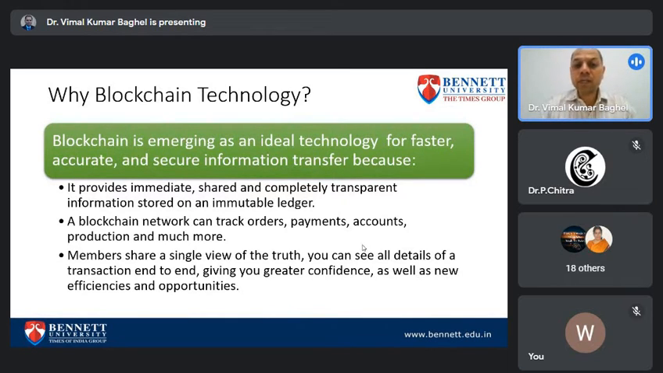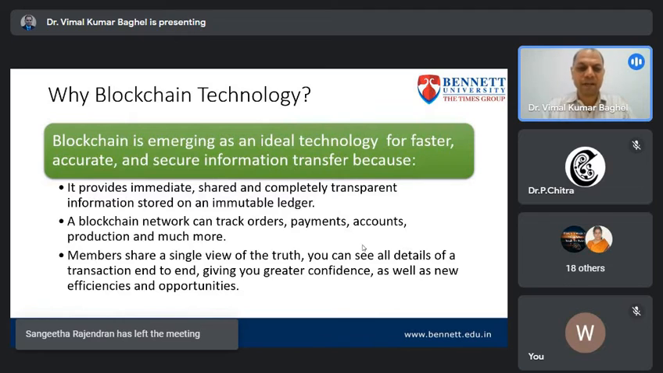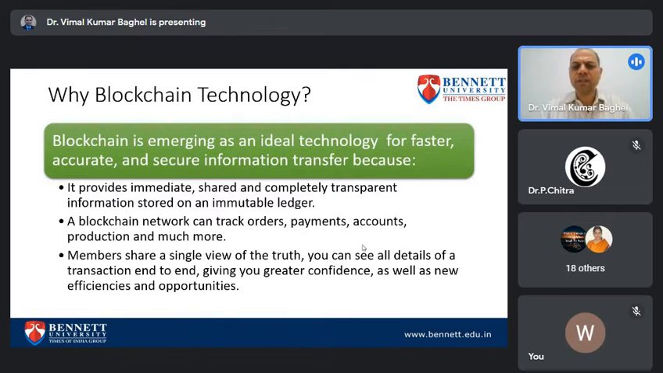So basically, blockchain provides trackability of all the orders, payments, accounts, production, everything. Whether it is manufacturing, agriculture, or even healthcare, wherever there is a need for keeping transactions, financial technology, that is fintech, blockchain technology is now being implemented in more than 80-90% of the applications.